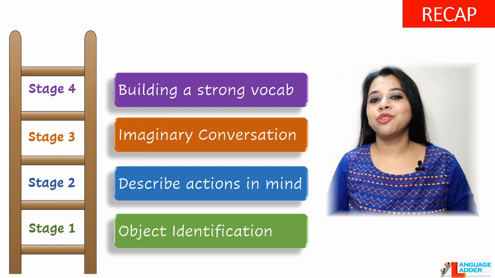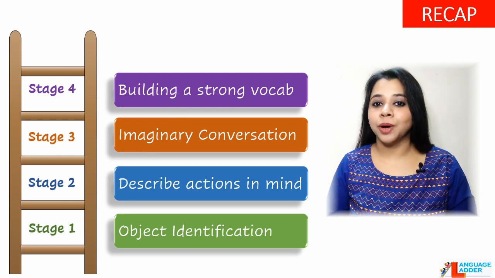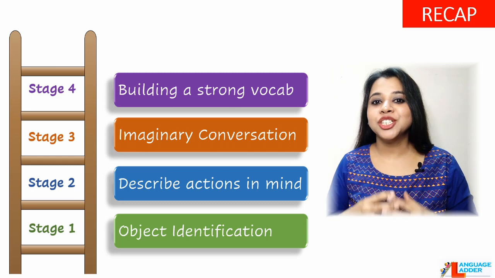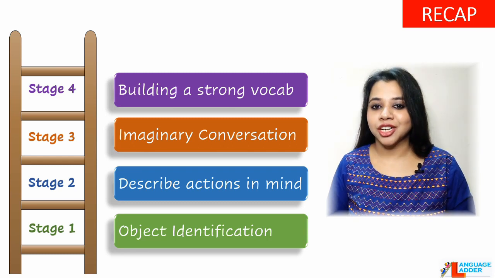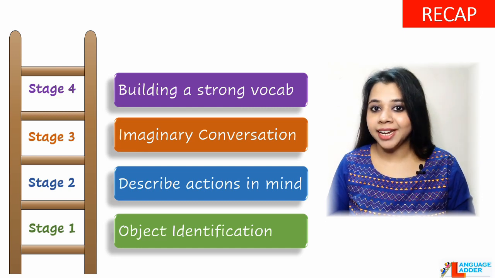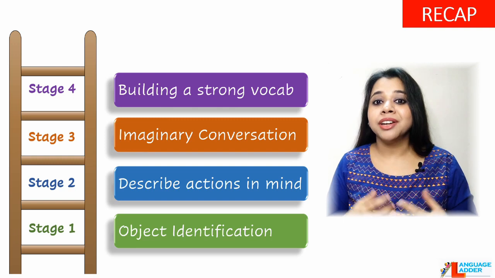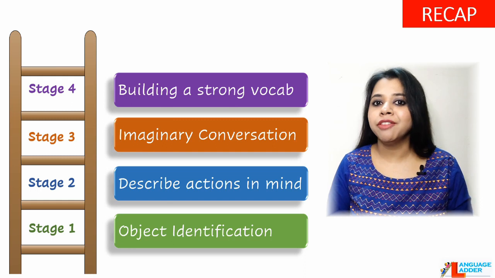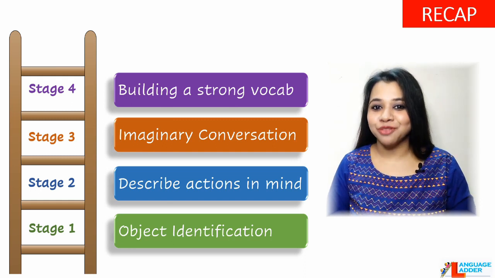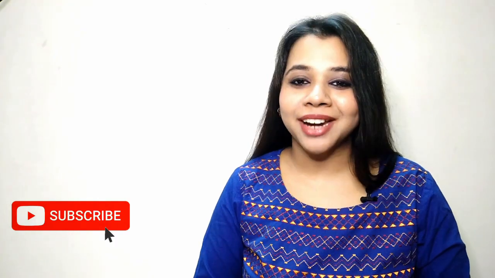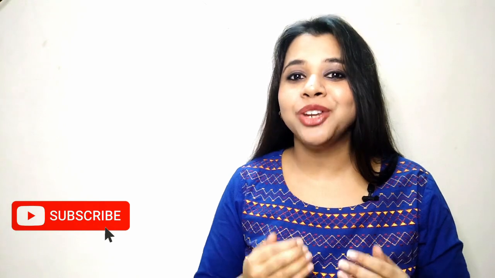So let's quickly review the 4 techniques that we learned today. Stage 1, object identification, wherein you name the objects around you in English till it becomes a habit. Stage 2, simple actions and instructions. So in your mind, try to describe all the actions that you perform every day in English. Stage 3, rehearse your conversation beforehand. Have imaginary conversation with yourself whenever you are alone. And stage 4, build a strong base of vocabulary. So hopefully you picked up a few strategies with the help of which you can train your mind to start thinking in English.